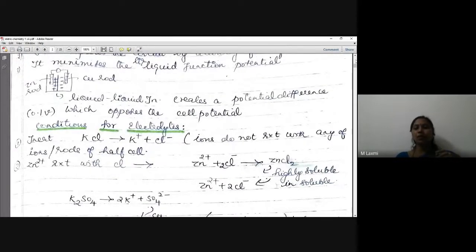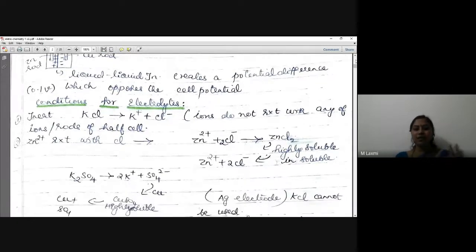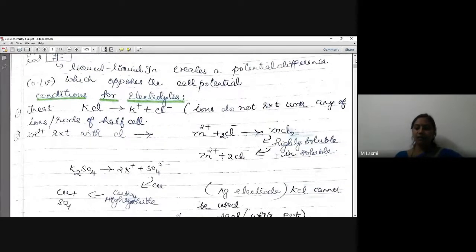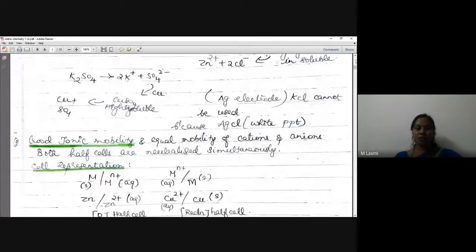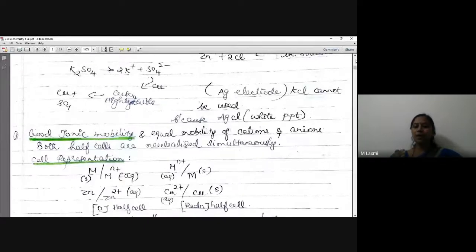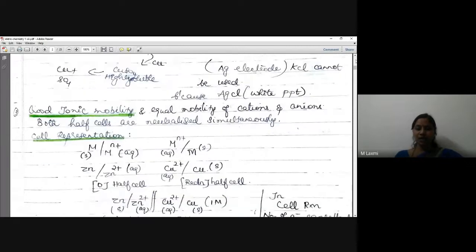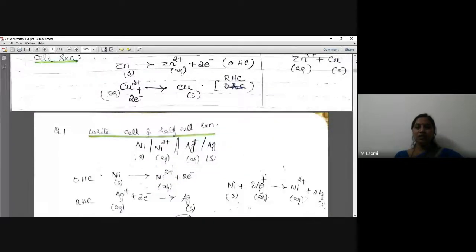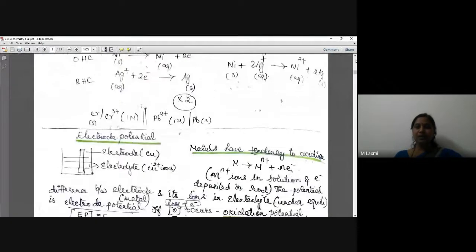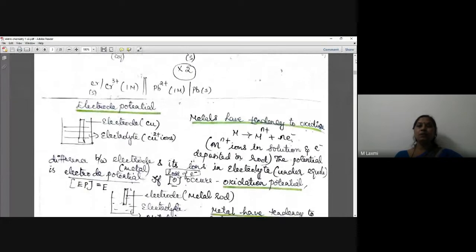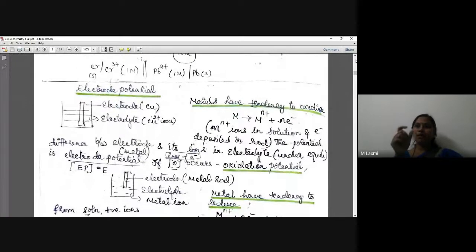Then we saw what exactly my electrolyte should possess when it is acting in an electrochemical cell. It should be inert, it should not react with my electrode nor with my ions, and it should have good ionic mobility. Then we saw how to represent a half cell equation and a cell equation. Based on that, we saw a few numericals and how the salt bridge is represented. We have seen a clue to indicate RP: whenever you see aqueous by salt side, then you can write it as RP.